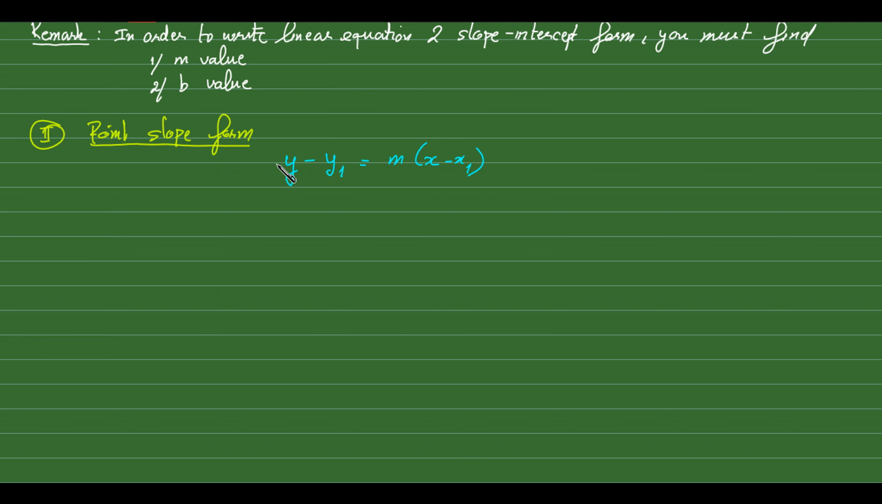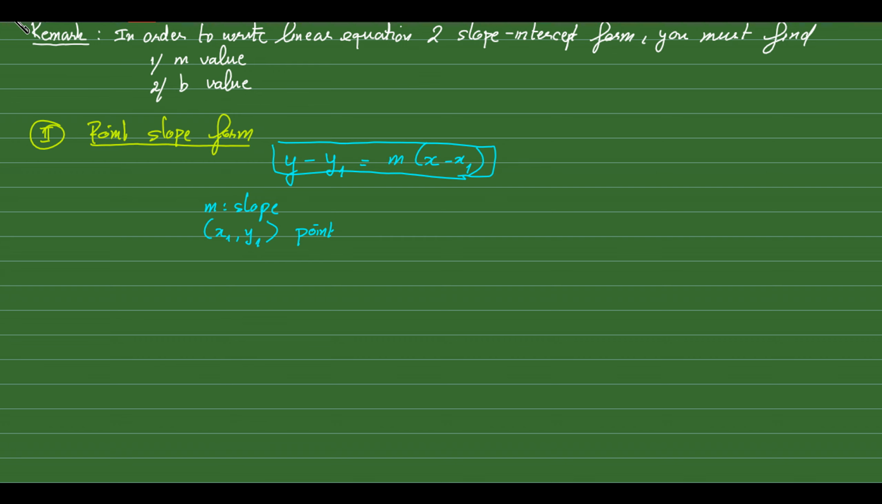Let's try to understand this formula right away. What is x1, y1, and what is m? Again, m is the slope. x1, y1 is just a point.